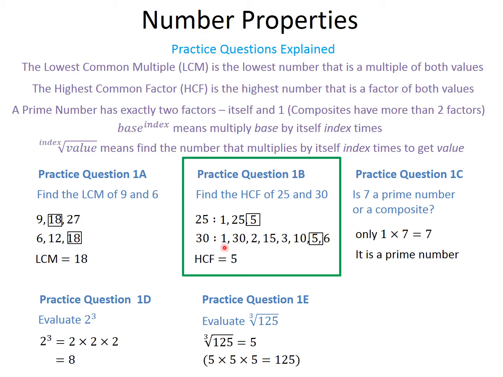When it came to 30, I wrote down 1 and 30. And then I went, well, what about 2? Does 2 go into 30? And it does. It goes in there 15 times. 2 times 15 is 30. So I had to write those down. That's very easy to miss because it's not on your times tables.